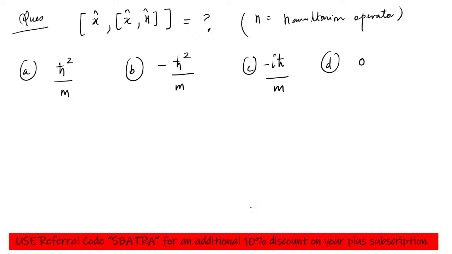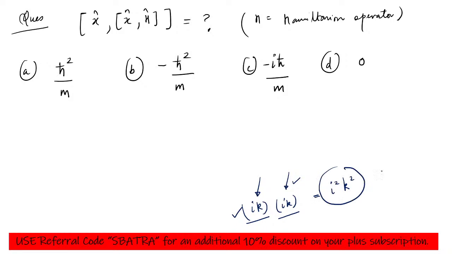Minus k square. See, this part we got, iota k into iota k. This is the eigenvalue for the first differentiation. This is the eigenvalue for the second differentiation. So the eigenvalue of the first differentiation into the eigenvalue of the second differentiation is equal to iota square k square. What is iota square? Iota square is -1. So this is nothing but minus k square. Is it clear, Nidhi, now how we got minus k square?